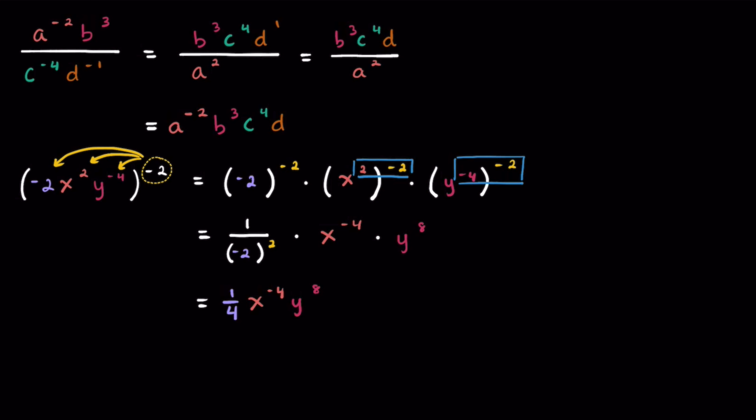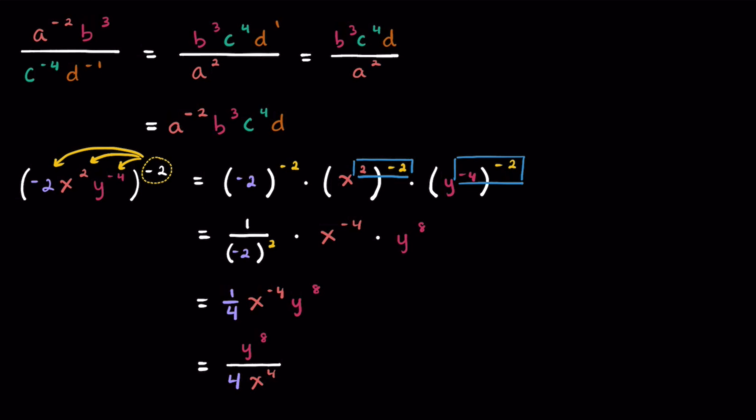If you wanted to write this using positive exponents only, then what we're going to do here is take that y to the 8th power. That's going to be written on top, okay? And in the denominator, we're going to have the 4 from the 1/4. Again, there's an invisible 1 on top. We're not going to write it. And moving that x to the negative 4th down, that becomes x to the positive 4th power. So this would be the most simplified expression using positive exponents only.